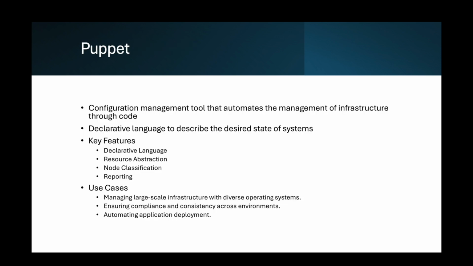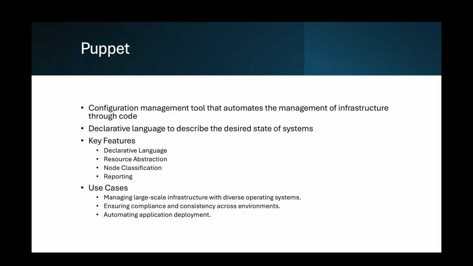Puppet. Puppet is a widely used configuration management tool that automates the management of infrastructure through code. It uses a declarative language to describe the desired state of systems and automatically ensures that they are in that state. Now, the key features include the declarative language: Puppet's domain-specific language, which is DSL, allows users to declare the desired state of resources. The next feature is resource abstraction.